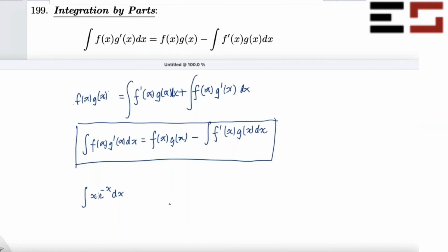So the first function, this f(x), is x, because that's an algebraic function, so that's going to come before the exponential function. I'm going to take that as my first function, and g'(x) is e to the power minus x. Now I have exactly this form. Do you agree? The left hand side is exactly in this form. Yes or no? Now I can use this formula. What do you think should be f(x)? Well, f(x) is already x. What do you think should be g(x)? If g'(x) is e to the power minus x, what is g(x)?